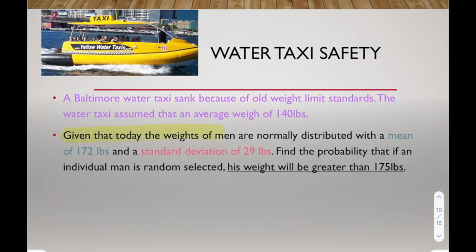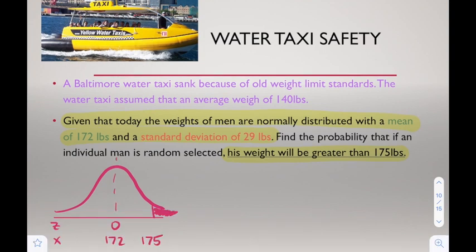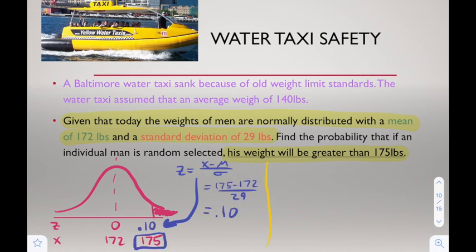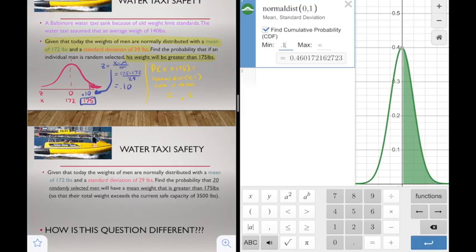This first problem gives us some information about the population of weights for men, and then asks us to solve a problem finding the probability that a man weighs greater than 175. This is actually a problem from lesson 2. In that lesson, we drew a picture showing weights greater than 175, and then we found the z-score that went with that x. And then once we had that z-score, we used technology, in this case Desmos, to find the probability. And then we had our final answer.